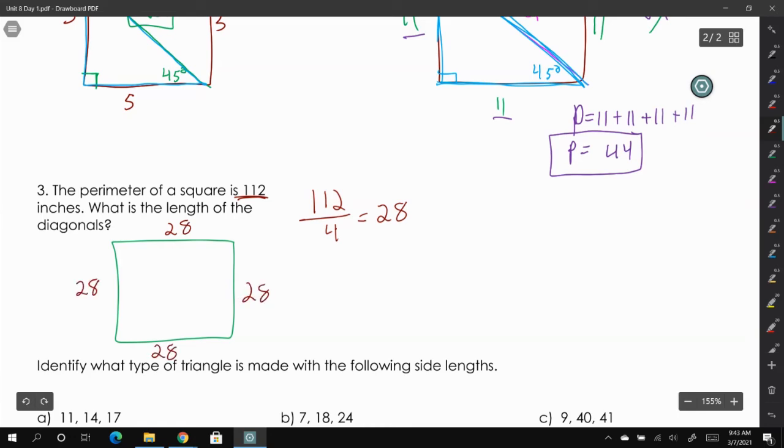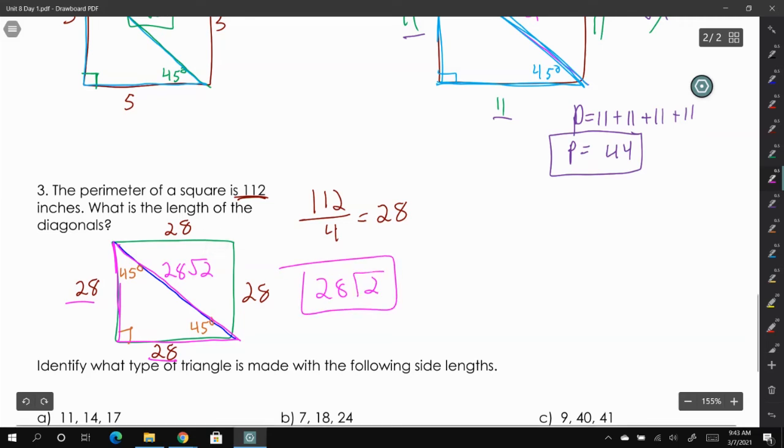And now this is just like example number 1, where I just draw one of the diagonals. And when I do that, that creates a 45 degree angle, and a 90-degree angle. So we have this special right triangle here, and the legs of it are both 28. So that means the hypotenuse is 28 times the square root of 2. And that is my answer.